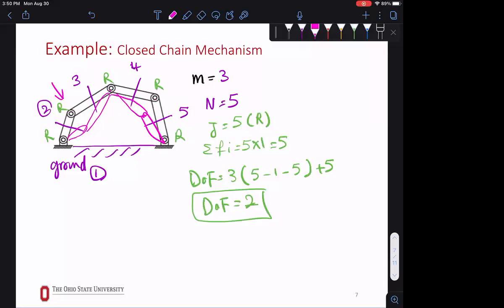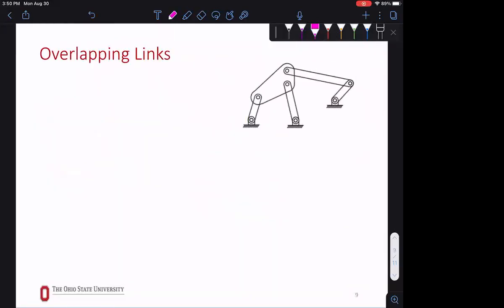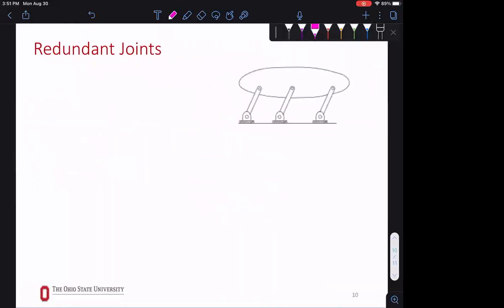Yes, what is it? I'm going to show you. The formula doesn't fail. Sometimes there's redundancy in the system that you have to be careful with. So degree of freedom is 2 here. Let's go and see that. That's a good question. Redundant joint.